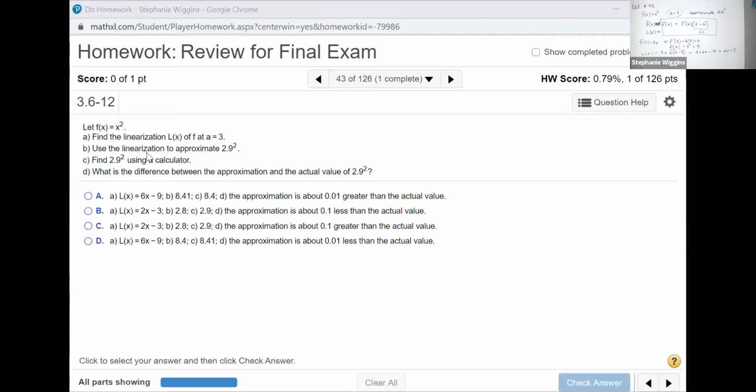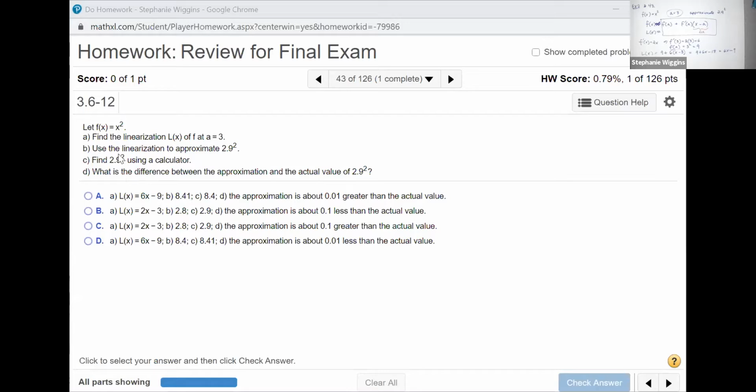Now B says use the linearization to approximate 2.9. And so you can see we have two numbers here. It's either 8.41 or 8.4. And once we make that determination, we can select the correct choice. So you don't even have to do all the rest of this stuff. We just need to determine, is it 8.41 or is it 8.4?